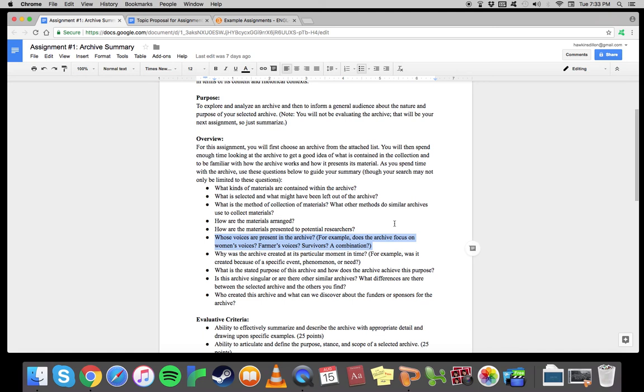So, I mean, it's pretty clear who the voices are in that archive. Black voices and Oklahoman voices, right? So that's a question you should ask yourself. Who is being represented in this archive? And maybe who isn't being represented in this archive? Just in the same way that what is in the archive and what isn't in the archive.